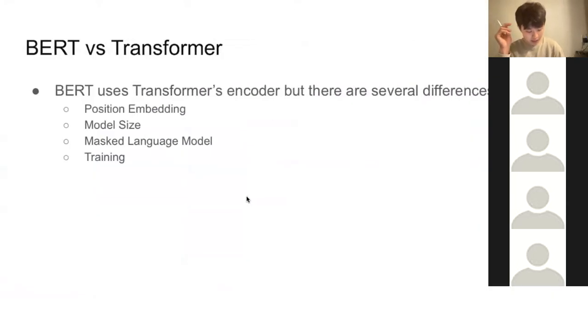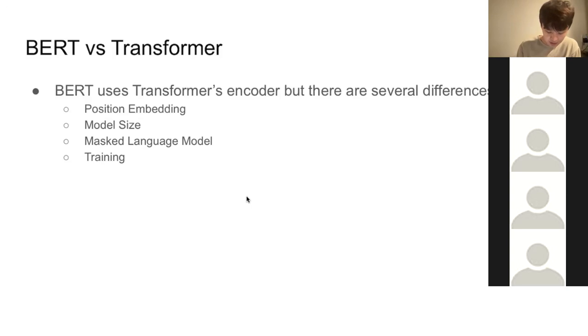So, recapping, what's the difference between BERT and transformer? I cannot say difference between BERT and transformer because they are doing different things. It's more exact to say, what was the difference between the BERT architecture and the original transformer. BERT uses the transformer's encoder, but there were several differences. What was it? Positional embedding. The transformer uses sinusoidal embedding, we remember that. But BERT uses position embedding, which just gives a fixed embedding for each position.